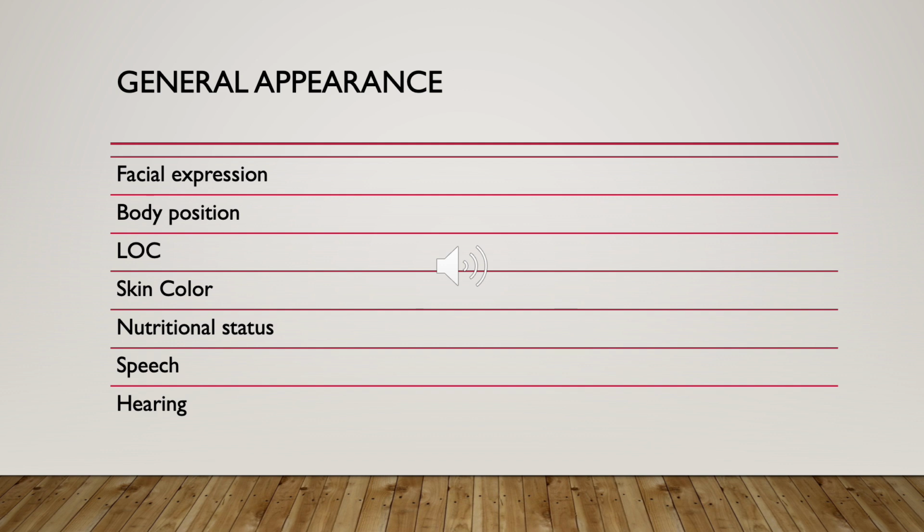You want to assess their skin color just when you're looking at them. Okay, I'm not talking about doing a full in-depth inspection of the skin, but just note their skin. Is it pale? Is it ruddy? Is it cyanotic? And then nutritional status. Does their weight appear in a healthy range? Do they look malnourished? Are they obese? Okay, you want to look and see if the hydration status looks good. This is just an overall general appearance.